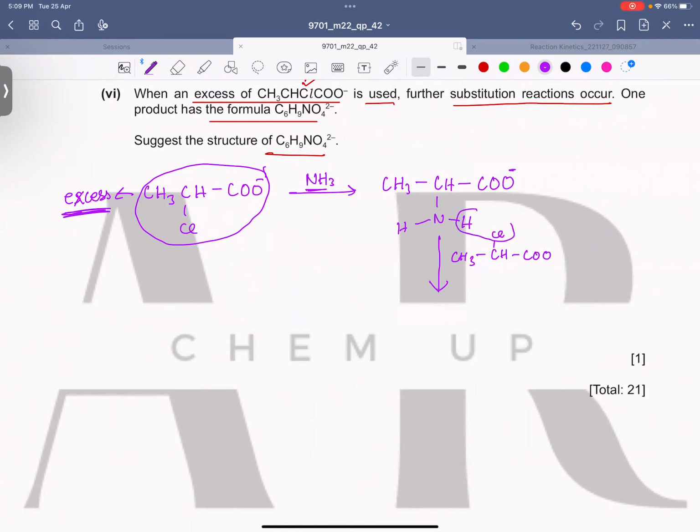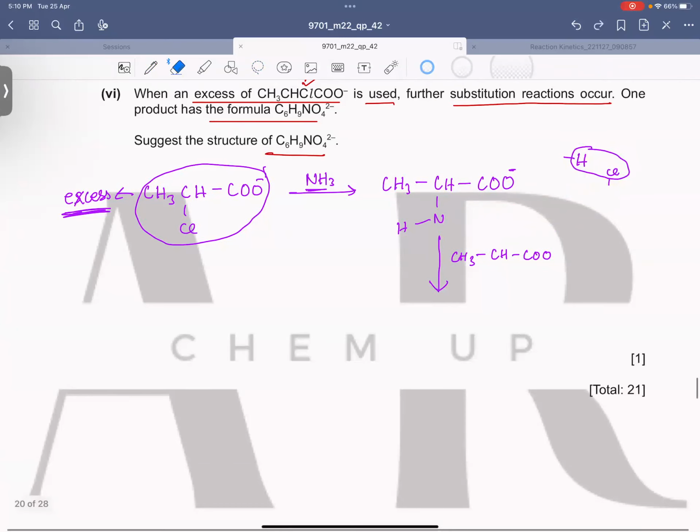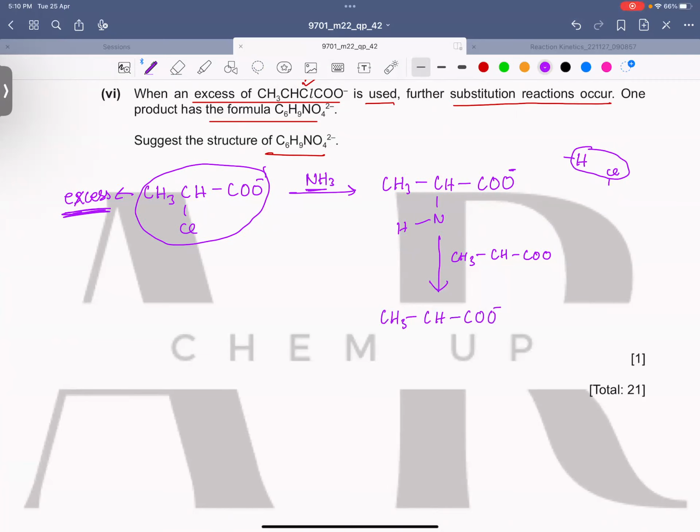So the hydrogen and the chlorine from here, let me remove these two, and when this is removed, this one is going to bond with this one. So the structure would be CH3, CH, C double bond O negative. Here we have an N, a hydrogen, and to this N, the CH of another molecule would be bonded, C double bond O negative and CH3.